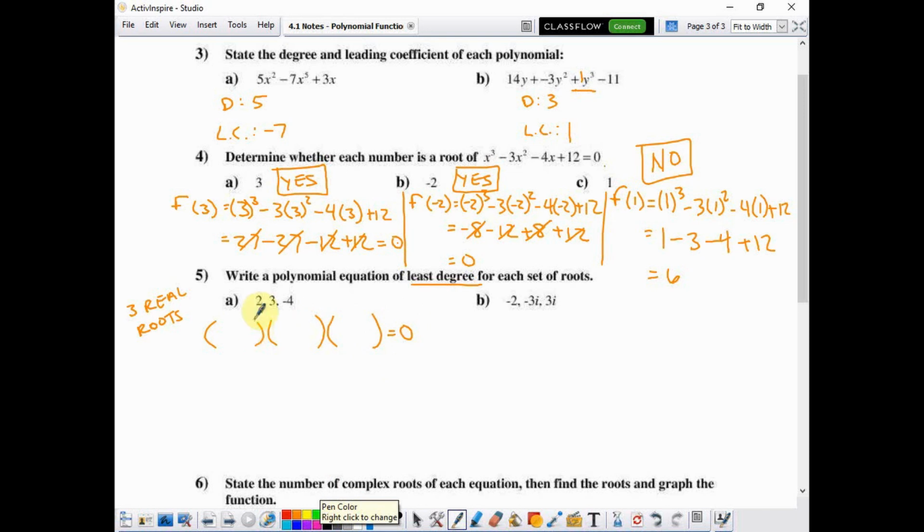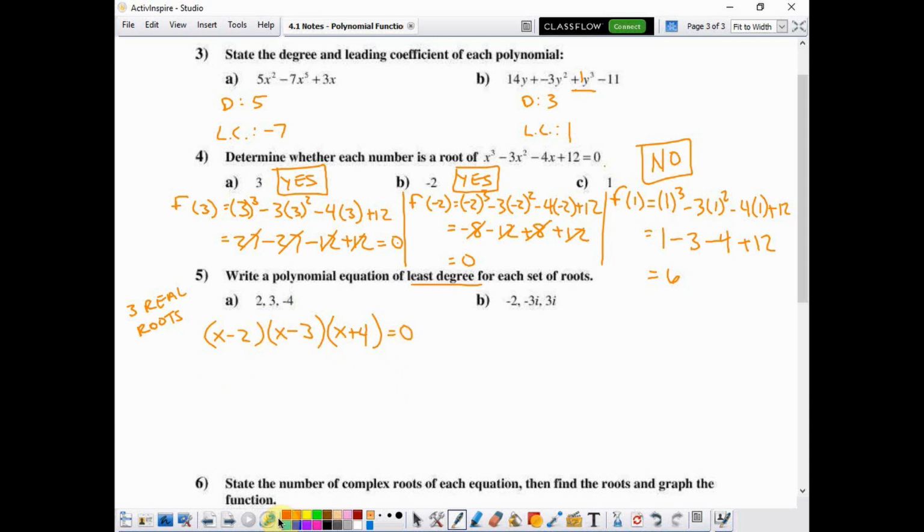Okay? Now, if the root is 2, then one of the 3 factors is going to be x minus 2. Because it's that 2 plugged in here, minus 2, that gives me a 0, times this equals 0. If 3 is a root, then x minus 3 is going to be a factor, because if I put a 3 here, I've got a 0, times these 2 factors equals 0. And then a negative 4 means x plus 4 is a factor, because if I put a negative 4 here, I get a 0, times this equals 0.